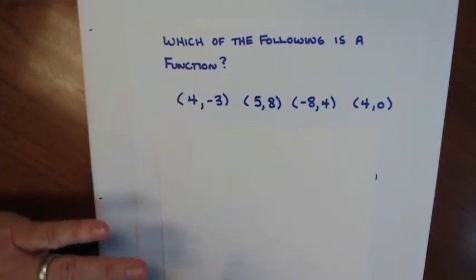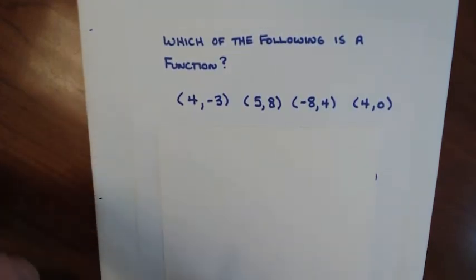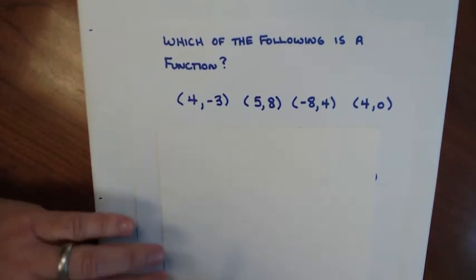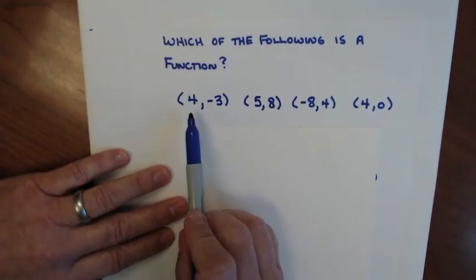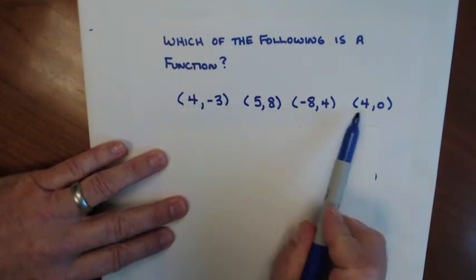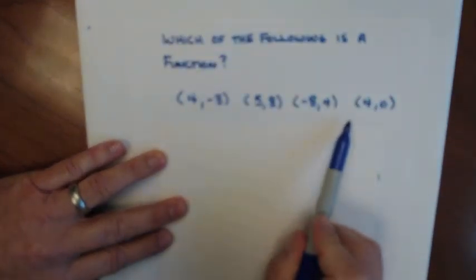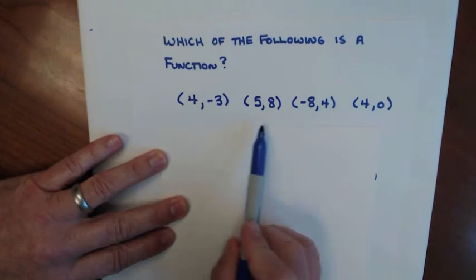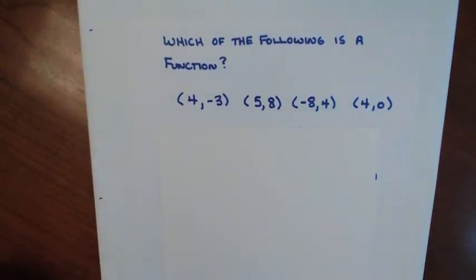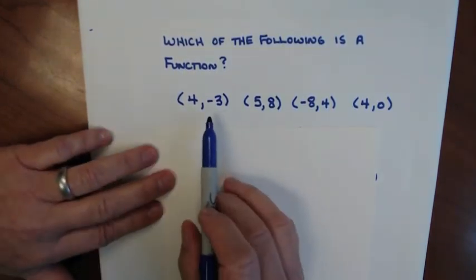We've got a series of points here. We need to look at these points and see whether or not they are a function. So what I do is I look at the x's, and I see if any of these x's are repeating. And look, I do have one that's repeating. This 4 right here is repeating. That means this right here is not a function.